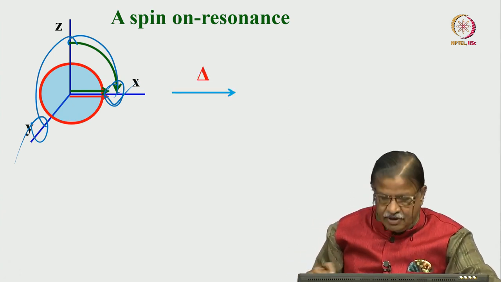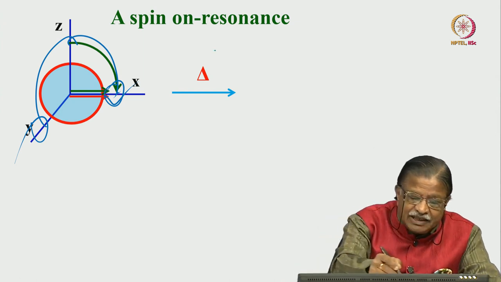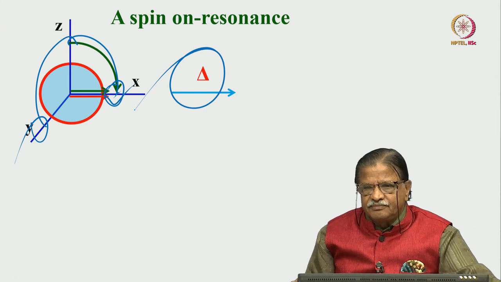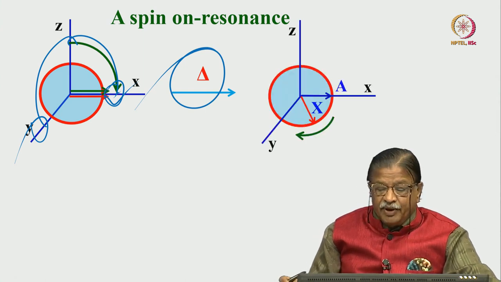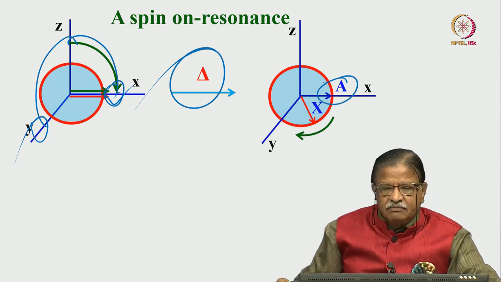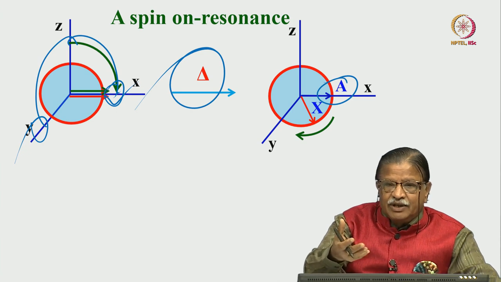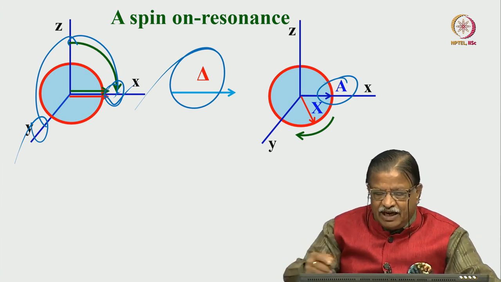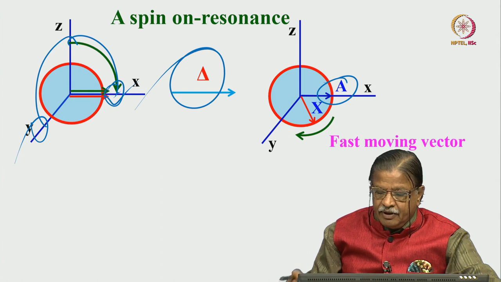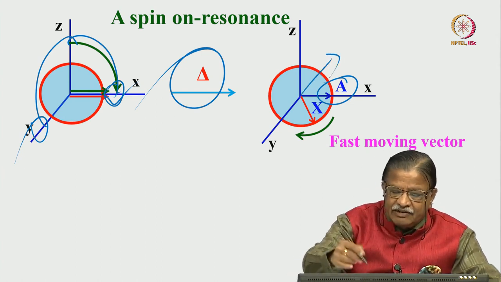What about X? X is not on resonance. So what happens with the time delay delta? X starts moving. A is on resonance, not moving. X is moving. Whether faster or slower, I don't care, because some chemical shift difference is there, so it is moving. It is a fast moving component we have taken. If it was on this side, it would be slow moving. Fine.